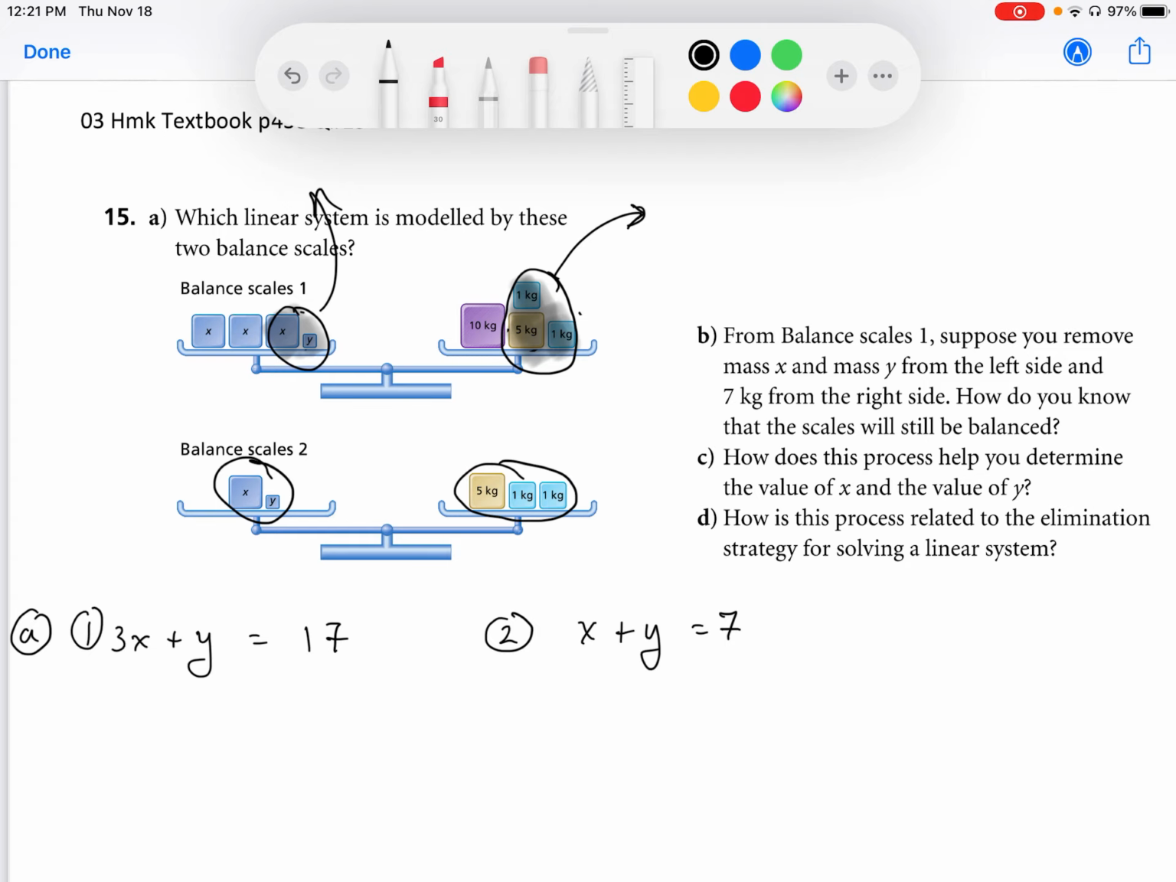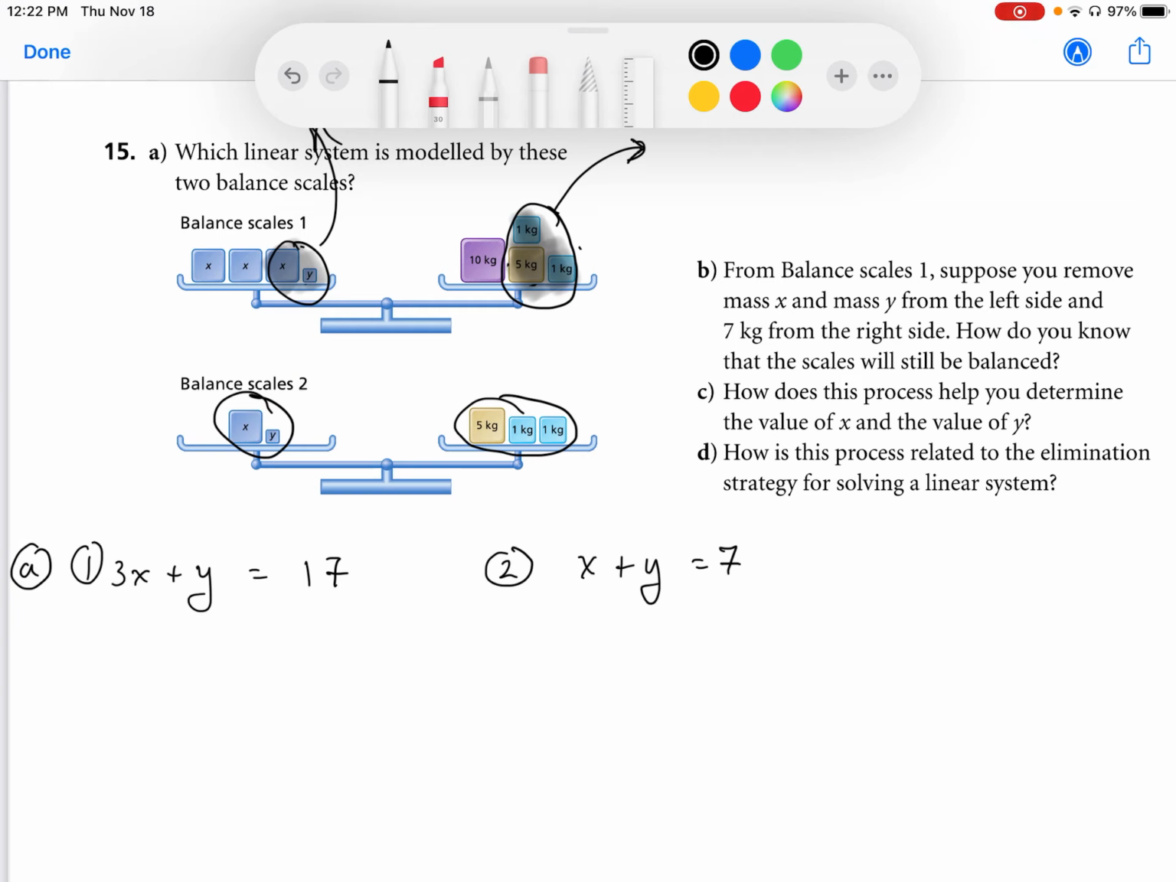Okay, so part C then asks, how does this process help you determine the values of x and y? Well, it allows us to take off the same amounts from both sides. So if I take off those amounts from both sides, I can now scratch those out. I can see that 2x balances 10 kilograms, so each x must balance 5 kilograms. So x is equal to 5, and if x is equal to 5, then to get 7 kilograms, y needs to be equal to 2. So that allows me to eliminate visually the amounts from the balances and work out x and y in that way.